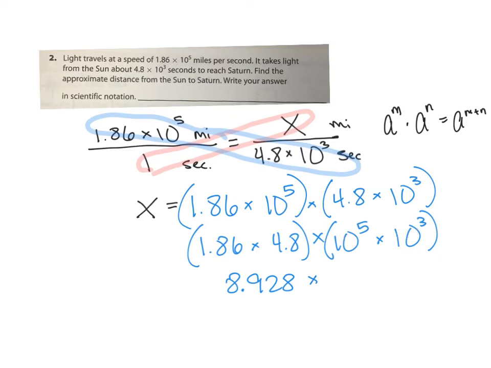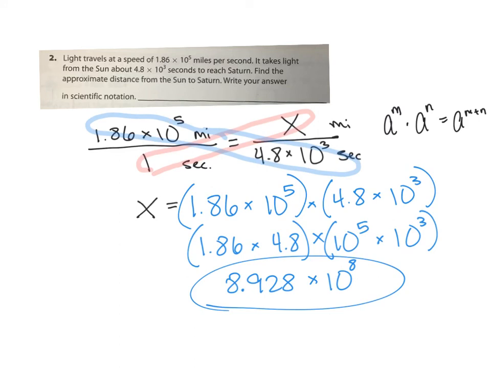And then over here, I'm using this rule because I have the same base. And in scientific notation, you're going to have the same base, right? It's always going to be that 10. So this is to the 5th power, and to the 3rd power for that. So I add them together: times 10 to the 8th. And my answer is already in scientific notation.